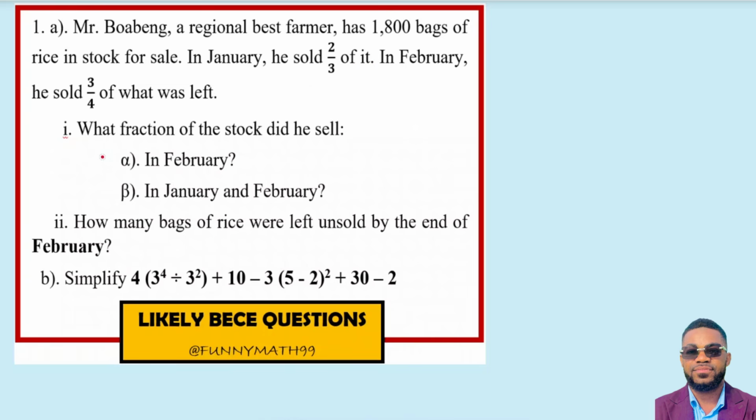Now, the preamble for these questions, alpha and beta, is: what fraction of the stock did he sell in February, that is alpha, and in January and February, that is beta. Then we come to the next questions. So now let's begin. So that is going to be question 1A, 1A, I, alpha.